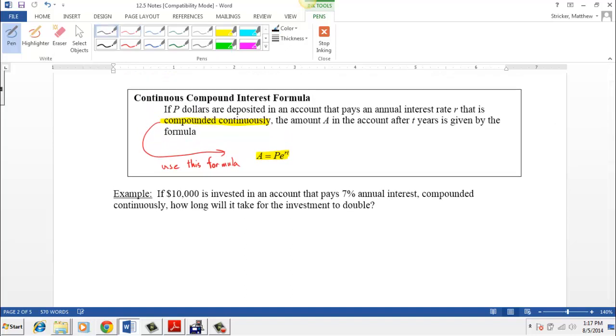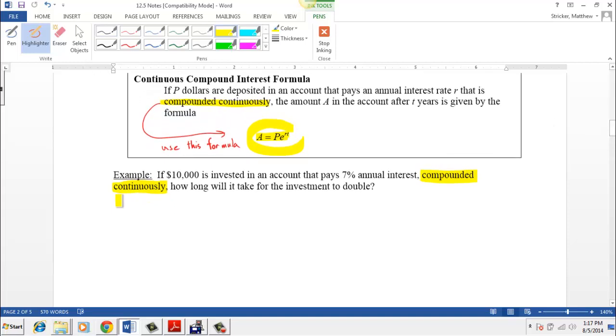See in the next example that if $10,000 is invested in an account that pays 7% annual interest, compounded, there's the key word there, compounded what? Continuously. That means we need to use this formula. It says how long will it take for the investment to double? So let's write down what it is that we're given.